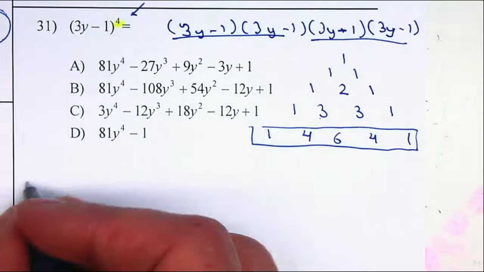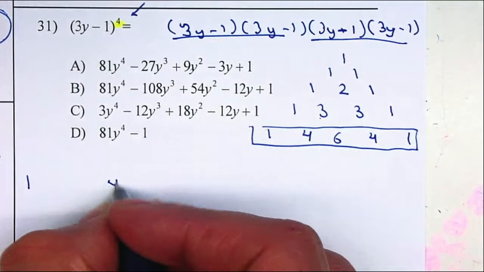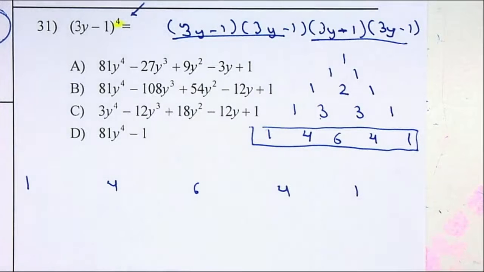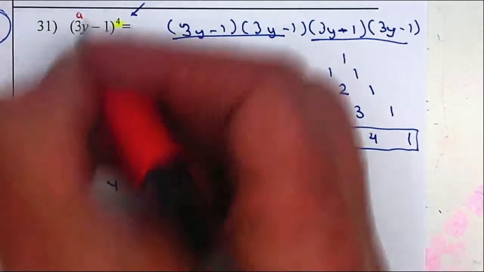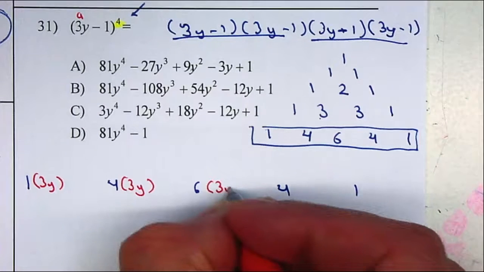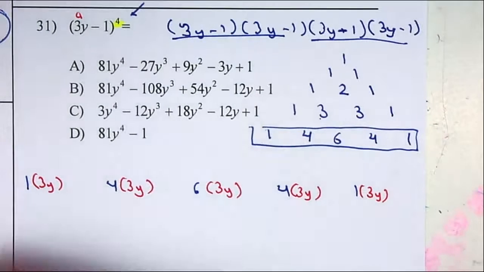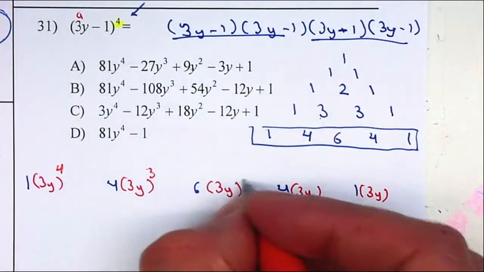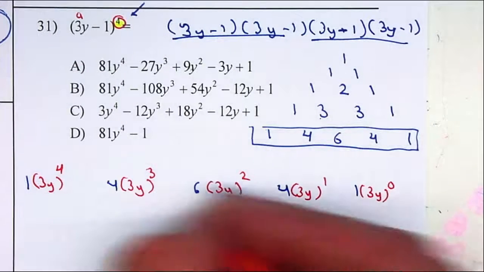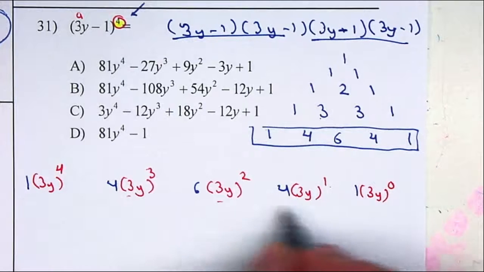Make sure to write small so we can fit it: 1, 4, 6, 4, 1. Now I'm going to start with my a value. My a value is 3y: 3y, 3y, 3y, 3y, 3y. My exponents will be 4, 3, 2, 1, and 0. Remember, you start with the 4 and go down to 1 and then 1 more. So even though the exponent is 4, we're going to have 1, 2, 3, 4, 5 terms.